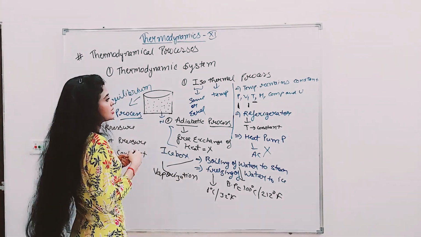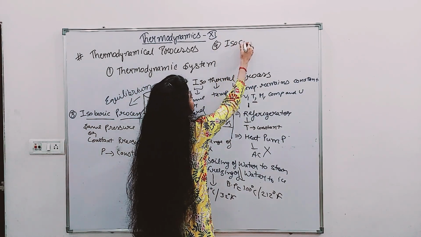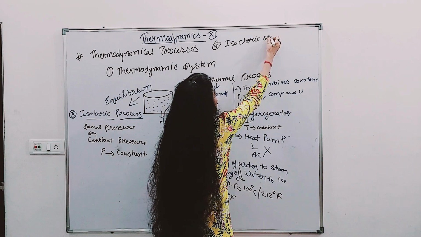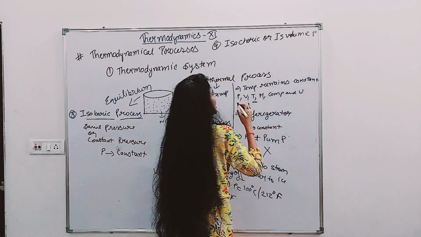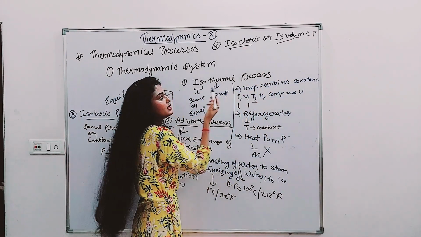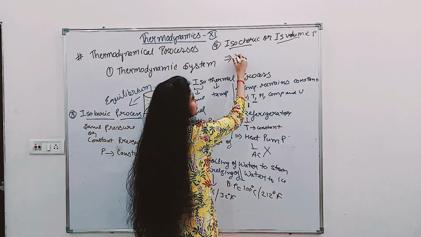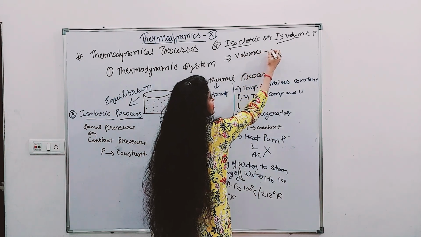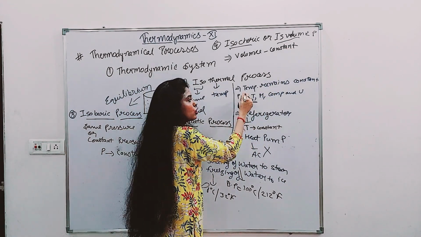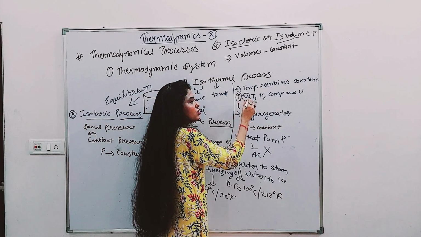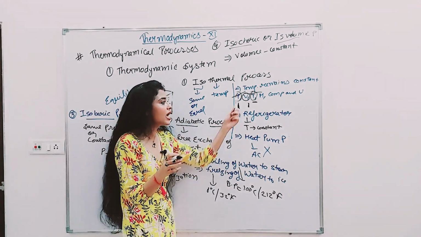Now the last process is isochoric or isovolumic. Isochoric or isovolumic process, as the name says, means volume remains constant. That means in this type of process, volume remains constant, so other parameters will change. If volume remains constant, there will be a change in pressure and a change in temperature. Pressure and temperature in this type of process will change and the volume will be constant.